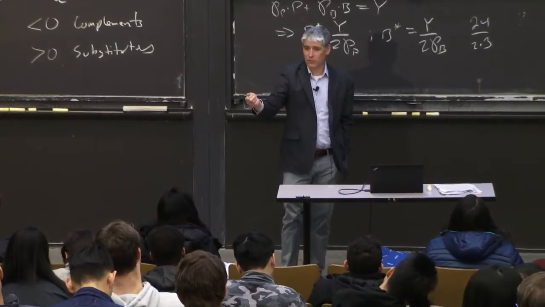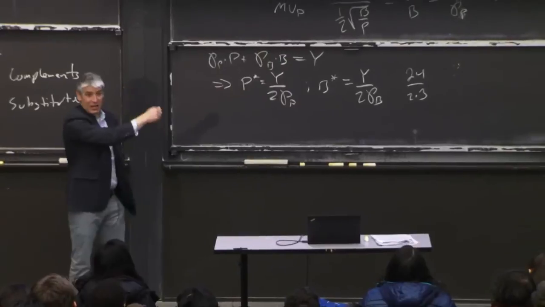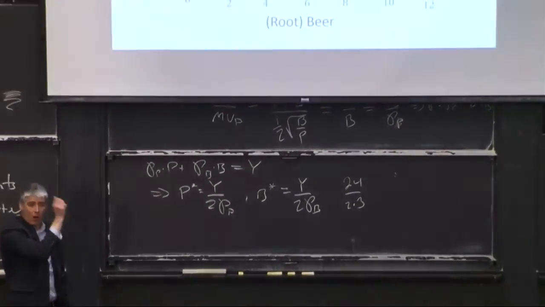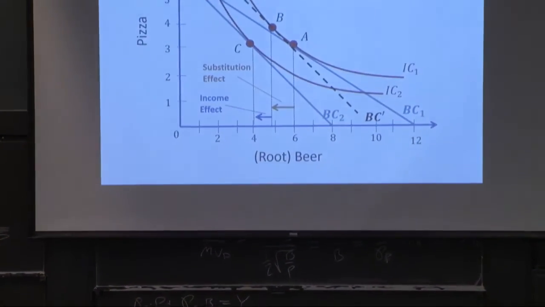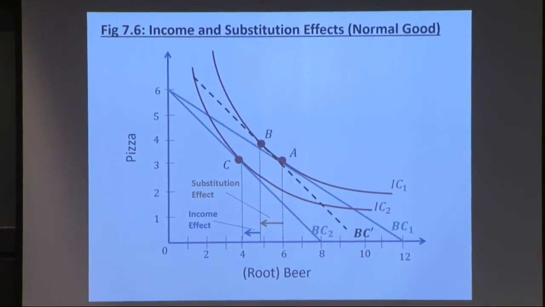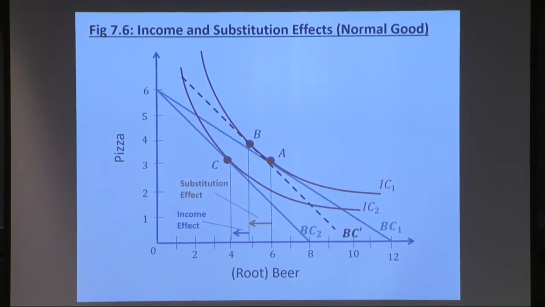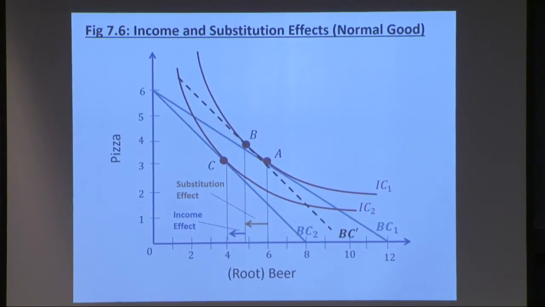I need to have a utility function to figure out which direction it goes. But the substitution effect is not ambiguous. The substitution effect always has the same sign. A rise in price always makes me, by the substitution effect, consume less root beer. Right? There are a couple ways of seeing that. And the easiest is just to say graphically, when the price of root beer goes up, my new budget constraint is going to be steeper.